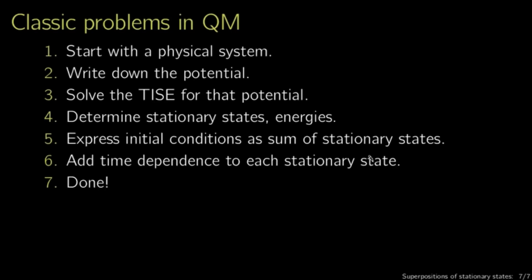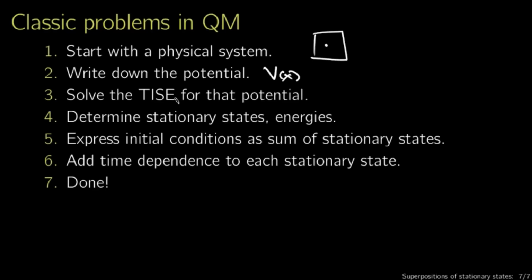So, to summarize, classic problems in quantum mechanics really all start with some physical system, for instance, a box with a particle inside it. Now, what happens next depends on what exactly this situation is, but typically in quantum mechanics you will write down a potential, V of x, in the case of one-dimensional quantum mechanics. Knowing that potential will allow you to write down the time-independent Schrödinger equation. That was what we got from separation of variables.